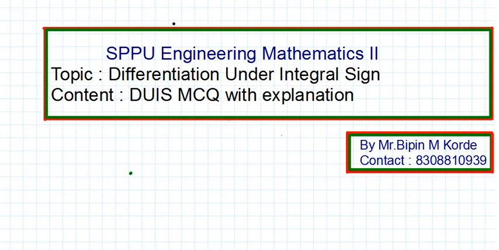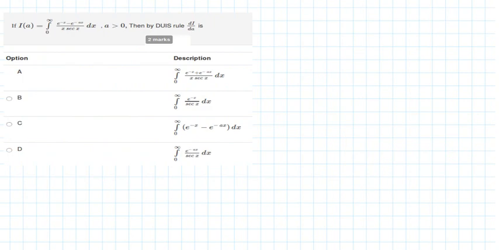Hello friends, we are solving MCQs over differentiation under integral sign. So let's start with the examples.